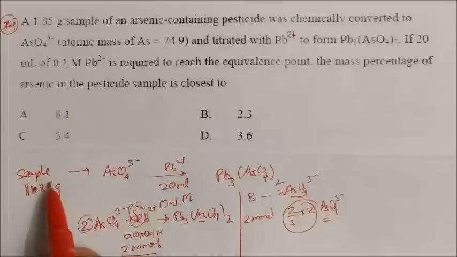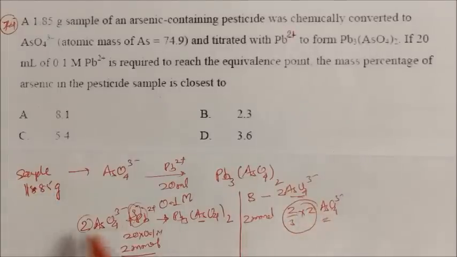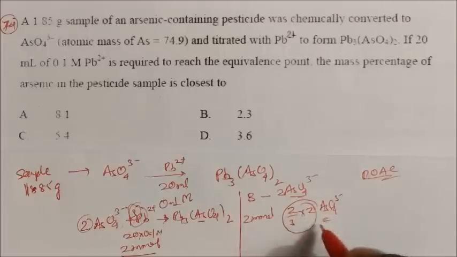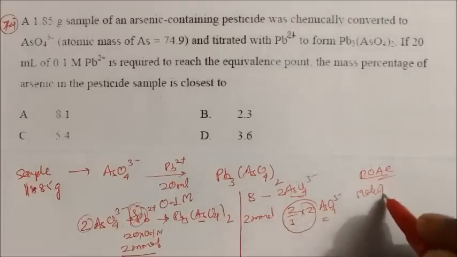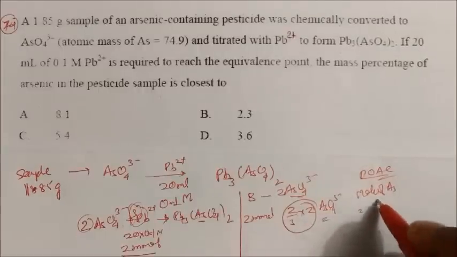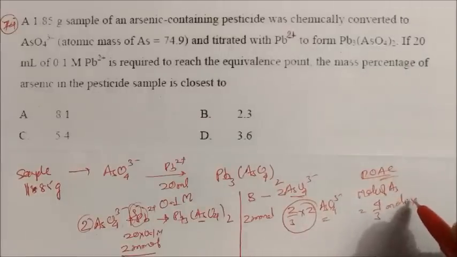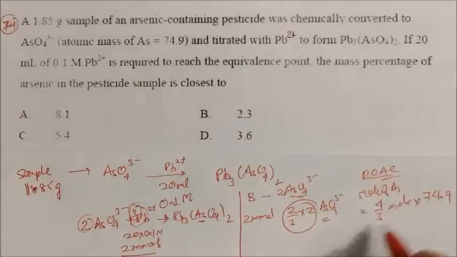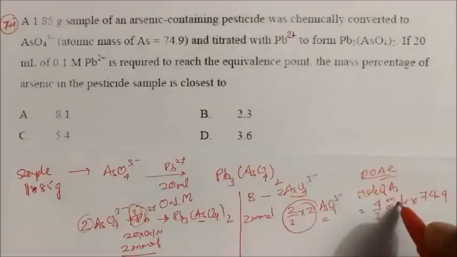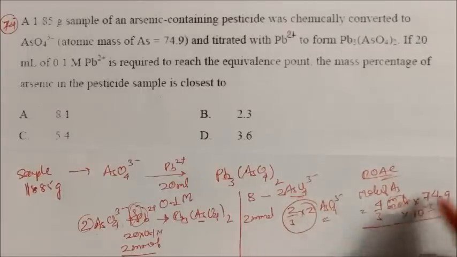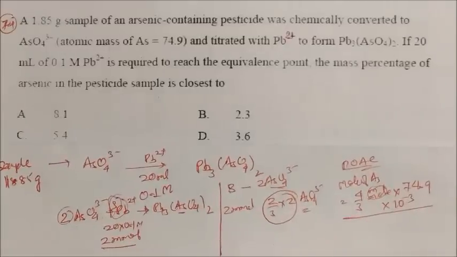Now the whole As is coming from the sample. So we will apply the principle of atomic conservation. Moles of arsenic is how much? It will be 2 into 2 by 3, that is 4 by 3 millimoles. Multiplied by the atomic mass of arsenic, 74.9. This is the millimole, and to convert, we multiply by 10 to the power minus 3, so it converts into gram. This is the gram of arsenic.